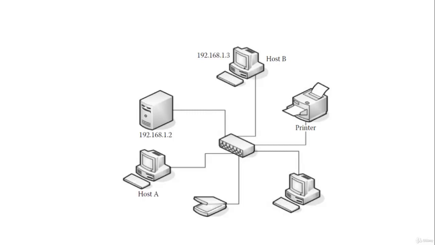ARP attacks. There are two types of attack vectors that could be utilized with ARP: MAC flooding, and ARP poisoning or ARP spoofing.